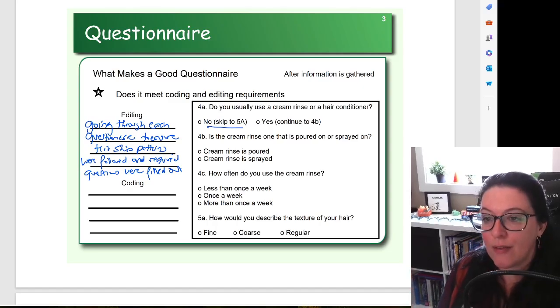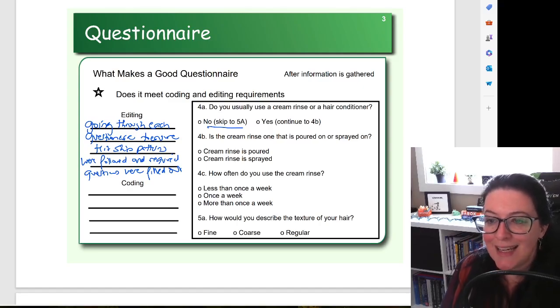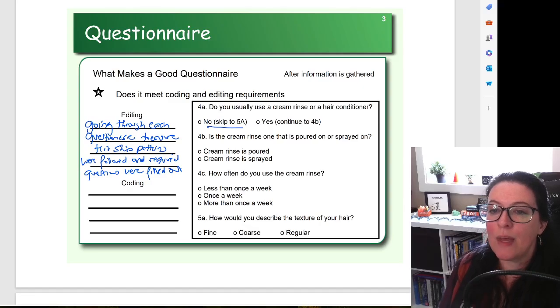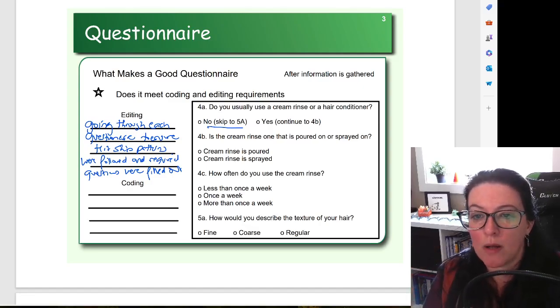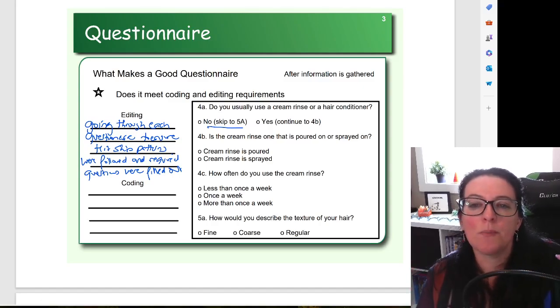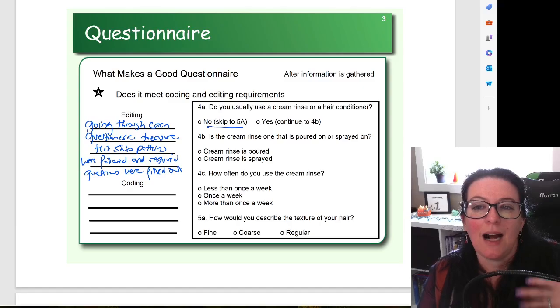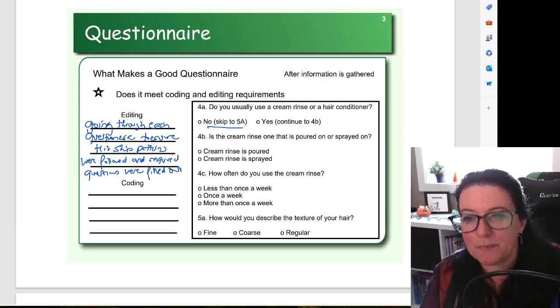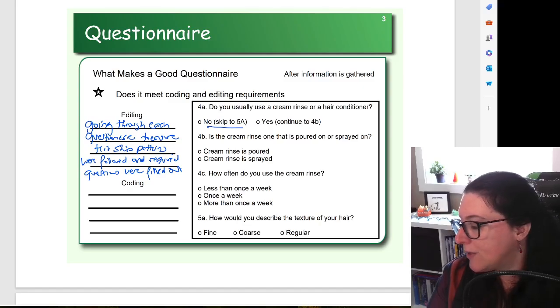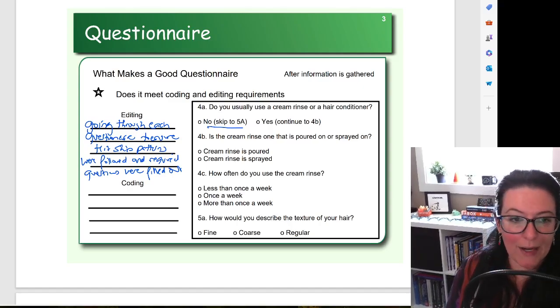This can be a problem particularly with paper surveys. If you asked 4A and they wrote no, and then they went ahead and answered 4B, then what you would do is remove whatever response they put in for 4B. You don't remove their entire survey. You simply remove their response from 4B, because there shouldn't be one since they don't use the cream rinse. So we're not manipulating the data. We're removing data that shouldn't be there based on that skip pattern.